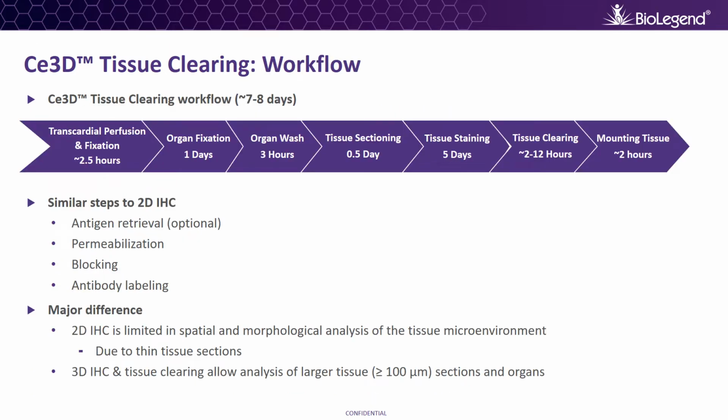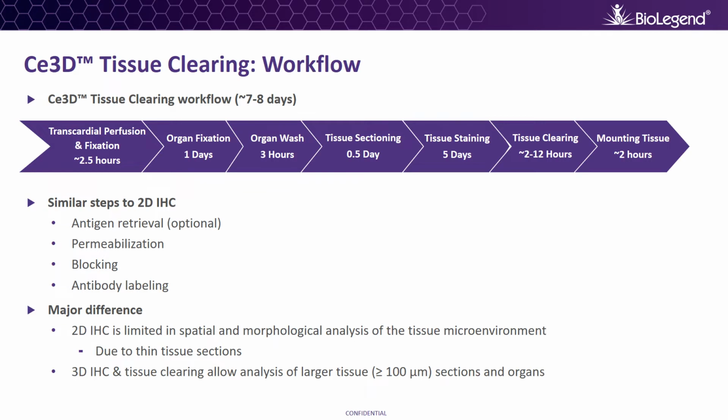In this slide, I'm showing the Ce3D tissue clearing workflow, which is about 7 to 8 days. This workflow covers time from transcardial perfusion and fixation to when the tissue is ready to be mounted on slides and imaged. There are similarities between steps involved in 3D compared to 2D IHC. Both 3D and 2D IHC require permeabilization, blocking, and antibody labeling. Antigen retrieval is an optional step depending on the antibody and target used.